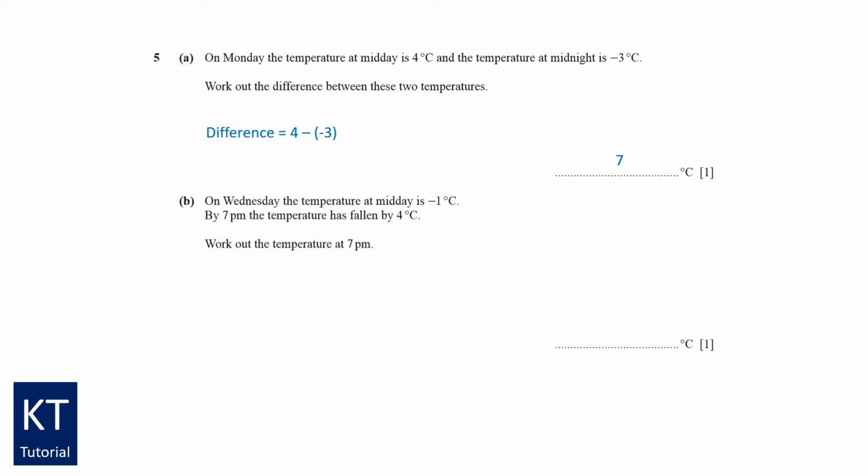Question 5b. On Wednesday, the temperature at midday is minus 1 degree Celsius. By 7 p.m., the temperature has fallen by 4 degrees Celsius. Work out the temperature at 7 p.m. The temperature at 7 p.m. is minus 1, being lowered by another 4, which takes us to minus 5.